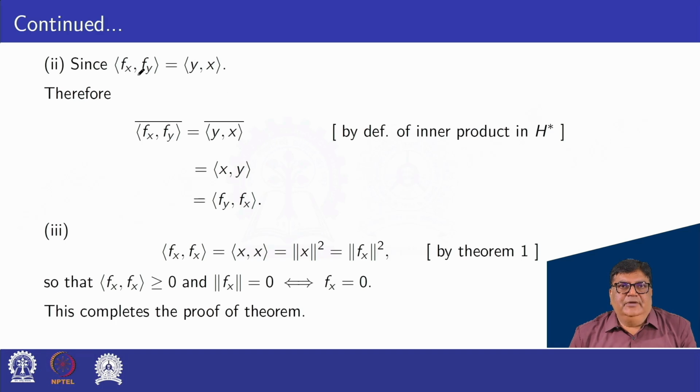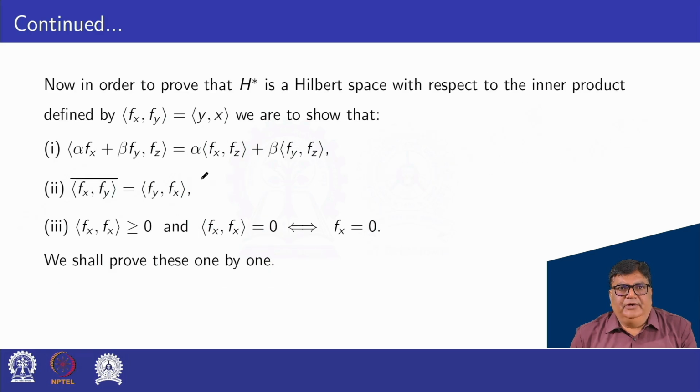Second, since the inner product of f_x and f_y is equal to the inner product of y and x, taking the conjugate complex of both sides, we have the conjugate of the inner product of f_x and f_y equal to the conjugate of the inner product of y and x, and by the property of inner product, this can be written as the inner product of x and y. Again, by the definition of the inner product of H star, this can be written as the inner product of f_y and f_x, and that is the second property also proved.